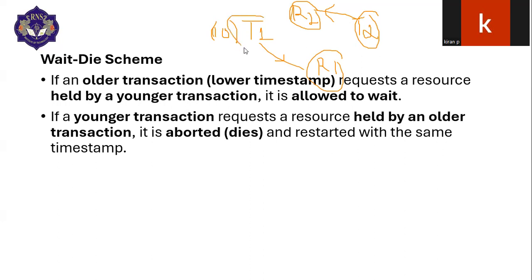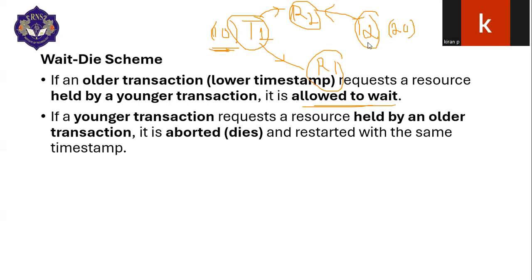Now let us assume that T1 wants resource R2. It will find out the timestamp of T2. Let us assume that it started at 20. Which one is the older one? The older one is T1. So since T1 is older, it is allowed to wait.